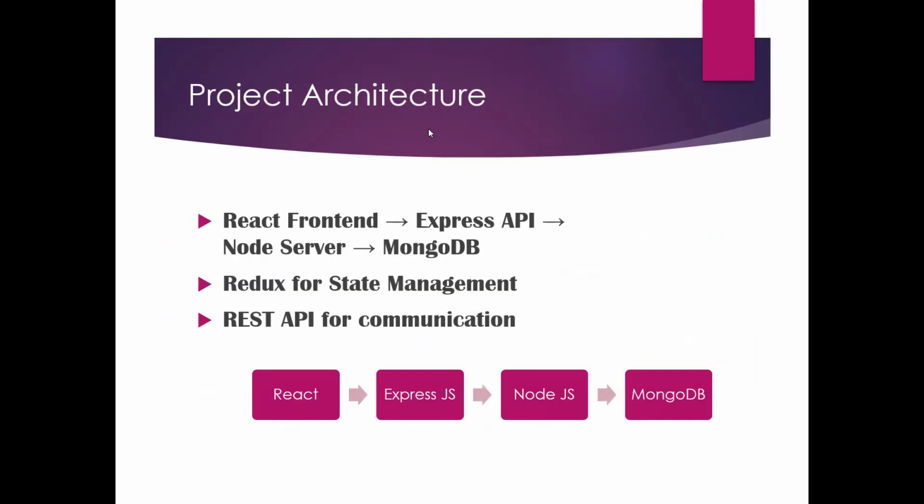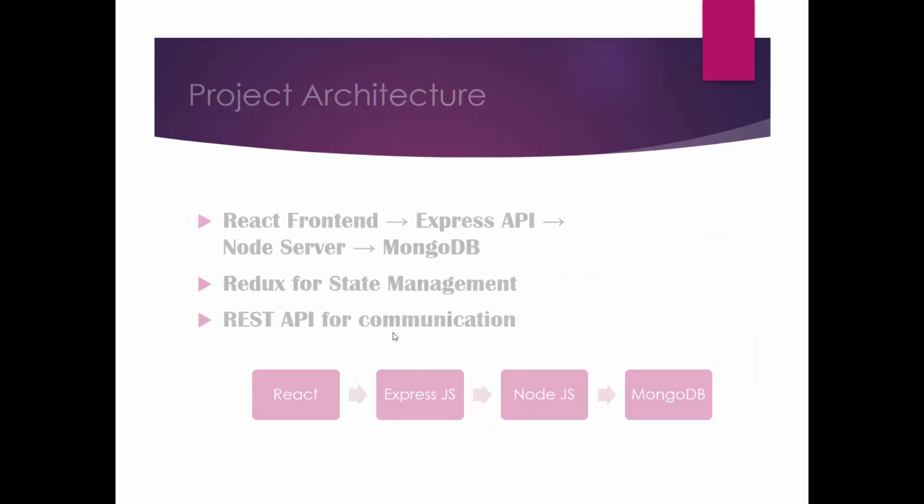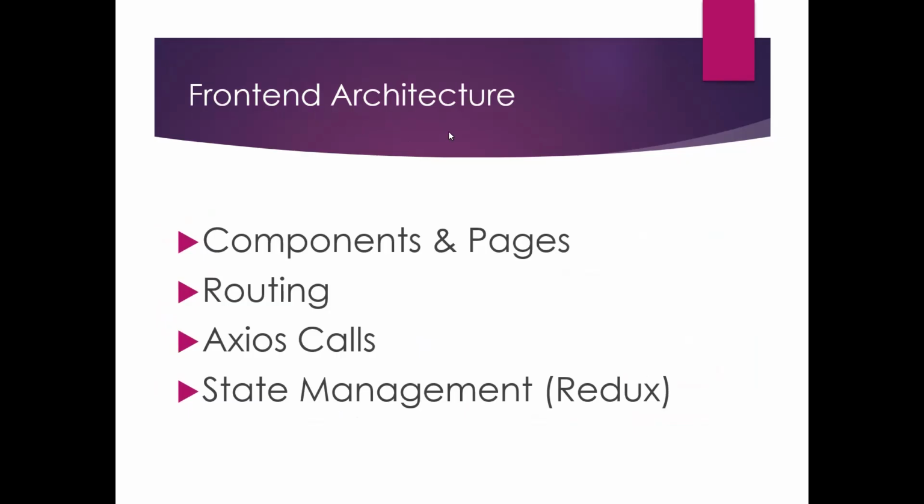The project architecture includes React frontend, Express API, Node server, and MongoDB. Redux is used for state management in our project. Axios is used for the communication. Front-end architecture includes components and pages, routing, Axios calls, and state management using Redux. Components and pages are built using React components, and routing is necessary for how the URL changes and from which page to which page it needs to move. Axios calls are very important, and state management is done by Redux.